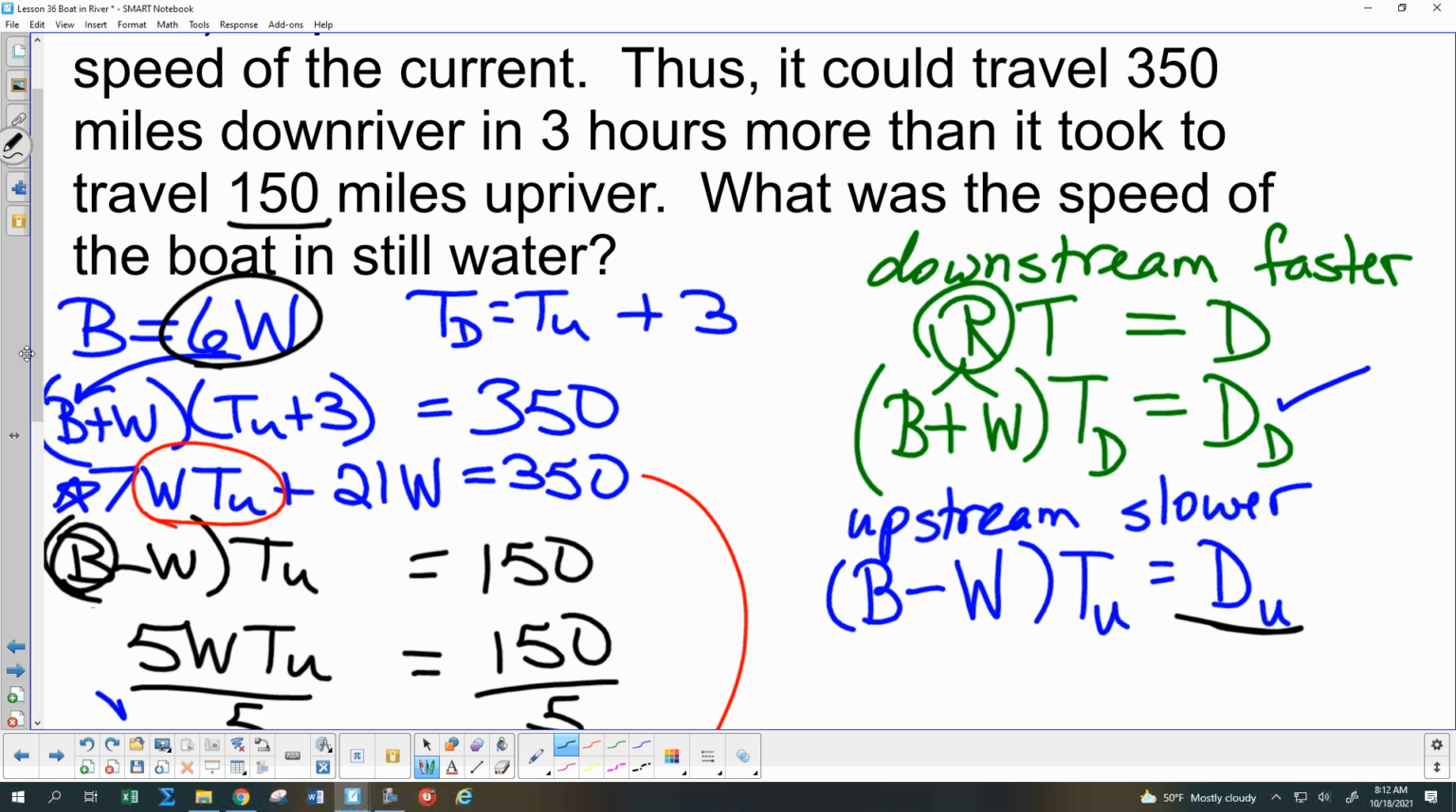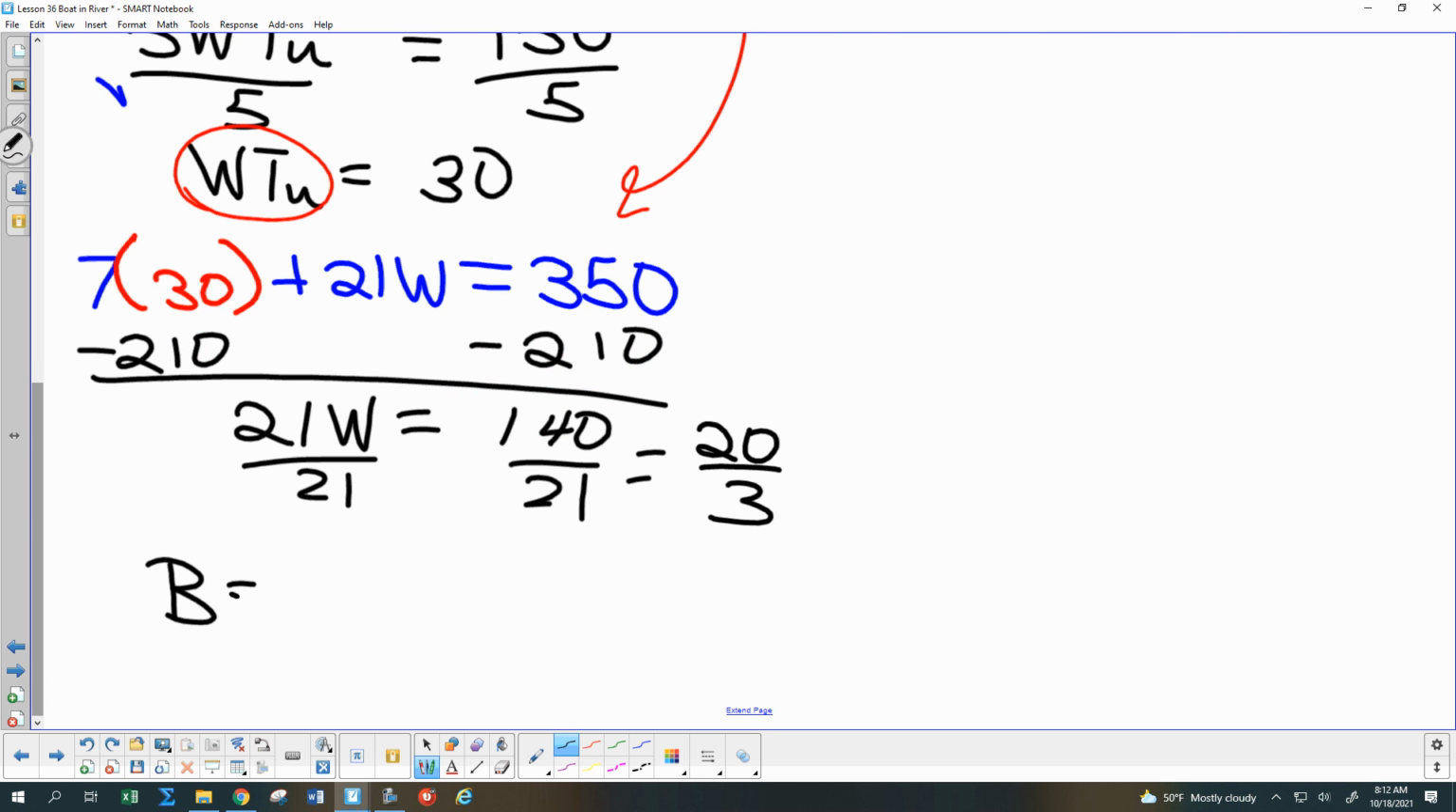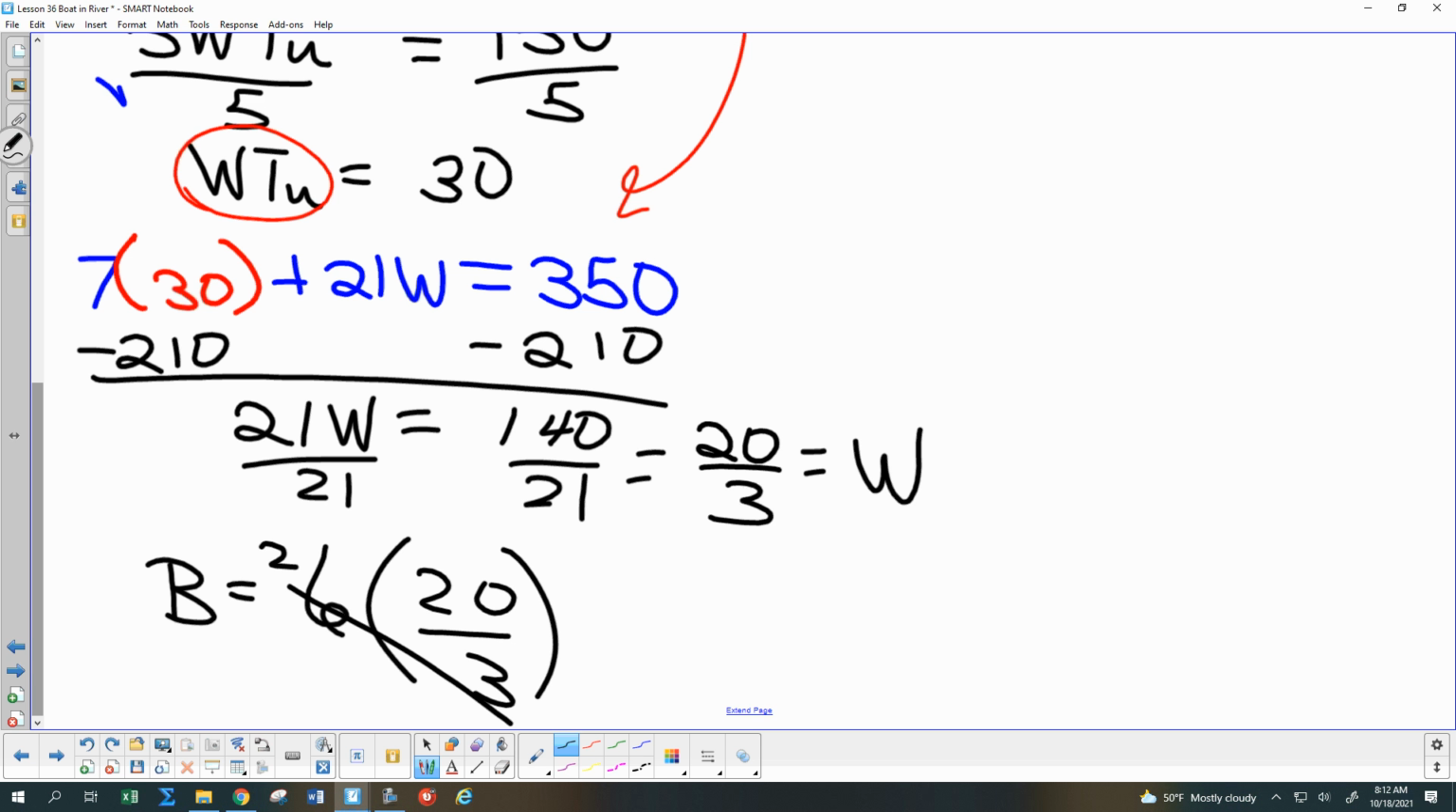So the boat needs to be 6 times the speed of the water. So I am going to take that the boat is 6 times the speed of the water. And then the 6 over the 3 cancels nicely. And I get 40 miles per hour for the speed of the boat.